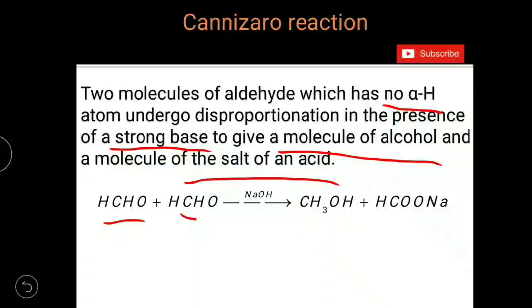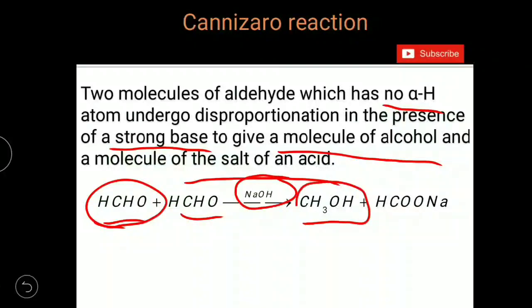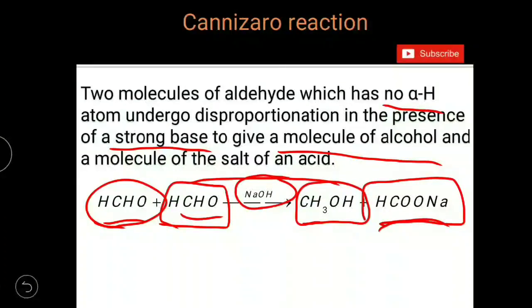Two molecules of formaldehyde when reacts with a strong base NaOH, one molecule of formaldehyde gets reduced into methanol and another molecule of formaldehyde is oxidized into formic acid, and as this reaction takes place in presence of base, that formic acid got converted into sodium formate.